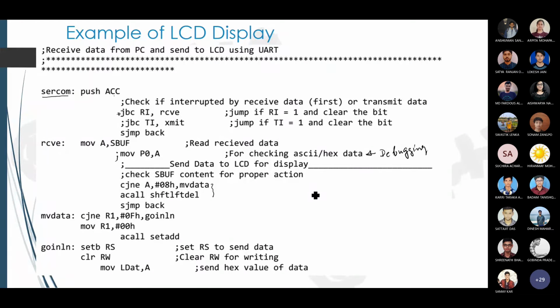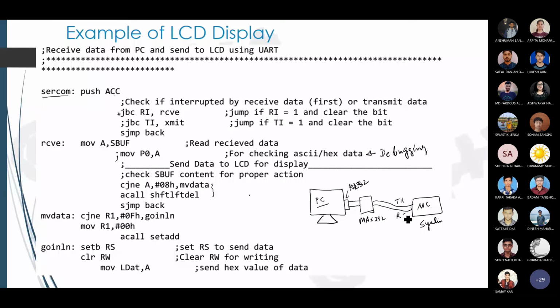And what is your system? Your system is your PC, which we can do in the simulator, Proteus simulator. And then you have your microcontroller based system. And then you have this RS232 port pin where you are connecting this MAX 232 converter, and then it is connected to your TX and RX line.